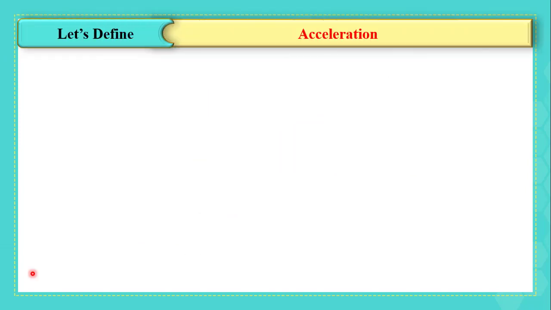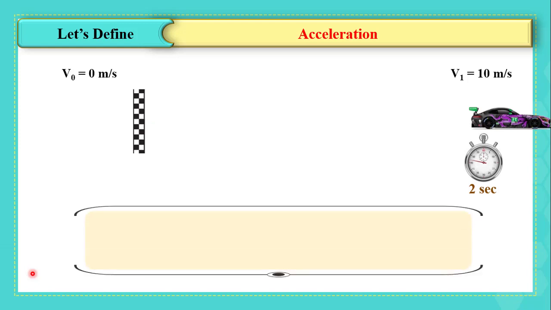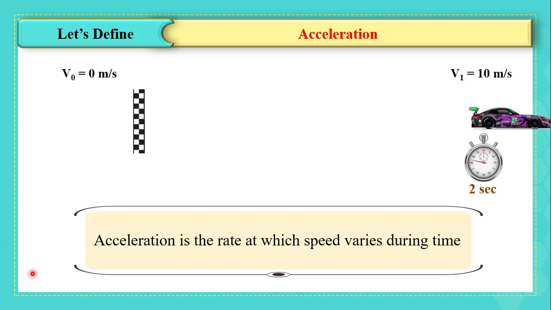Let's start with our first objective, which is to define acceleration. Consider a race car starting from rest. This means that the initial speed of the car is V0 equal to 0 meters per second. After 2 seconds, this car reaches a speed of V1 equal to 10 meters per second. Acceleration is defined as the rate at which speed varies during time. But what does this actually mean?